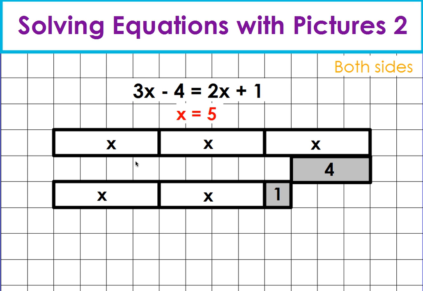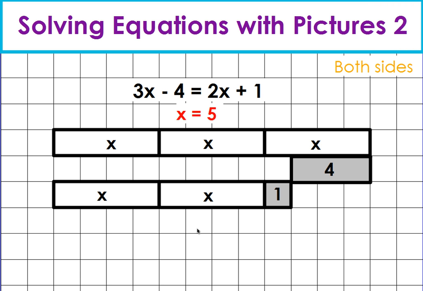So we've got 5, 10, 15. Don't forget to take away 4. So 5, 10, 15, take off 4 is 11. So that first side, or the left-hand side, or the top, is worth 11. And the bottom, 5, 10, add 1, 11. So it works. And again, it wouldn't have worked with any other number. Check it if you don't believe me.